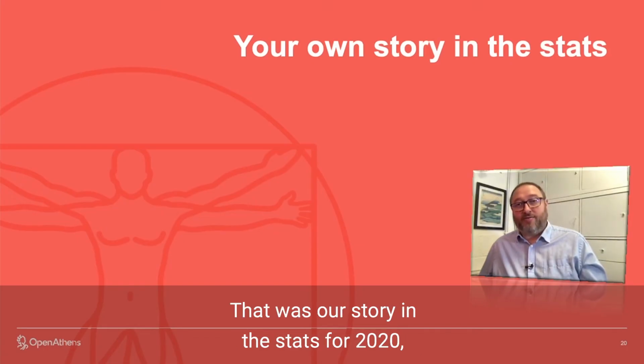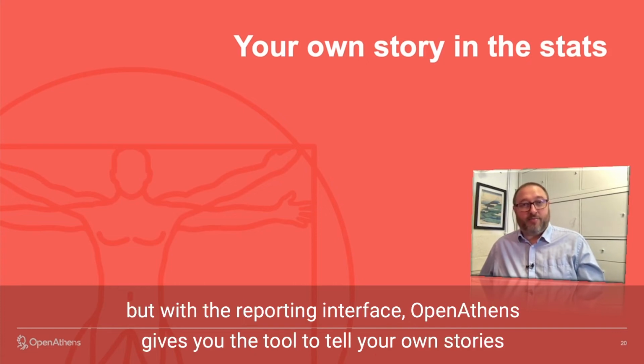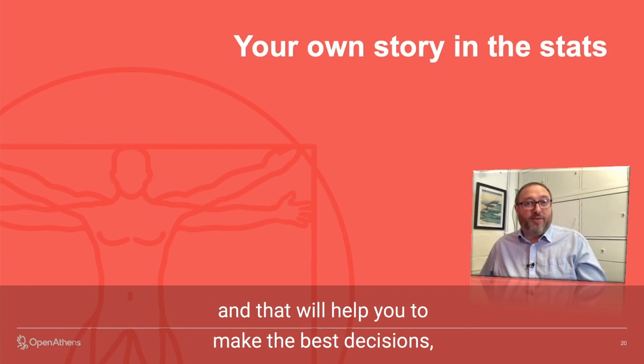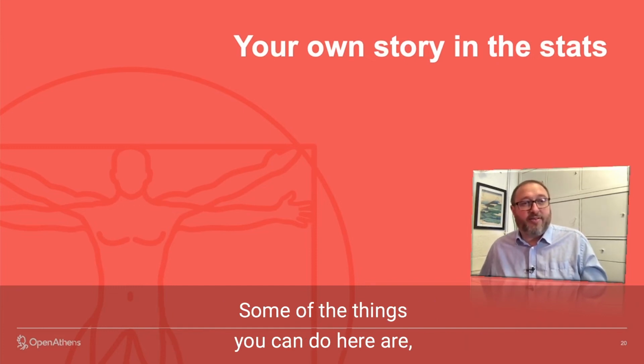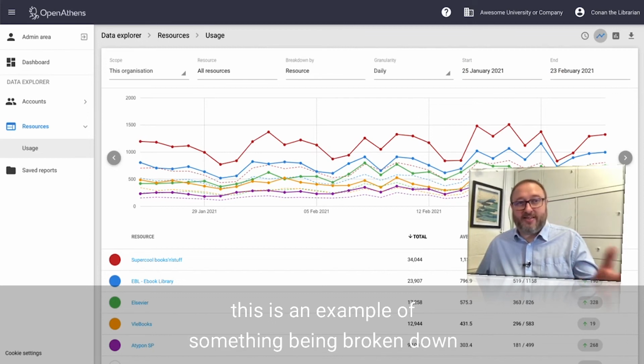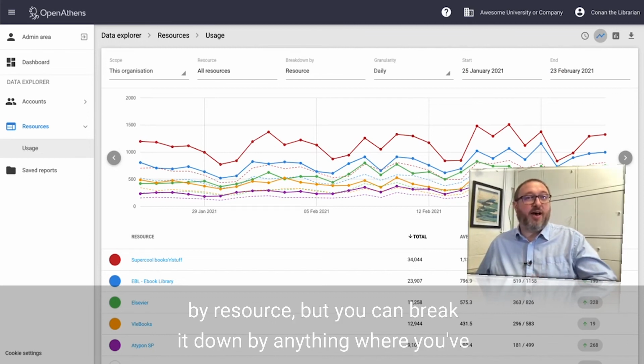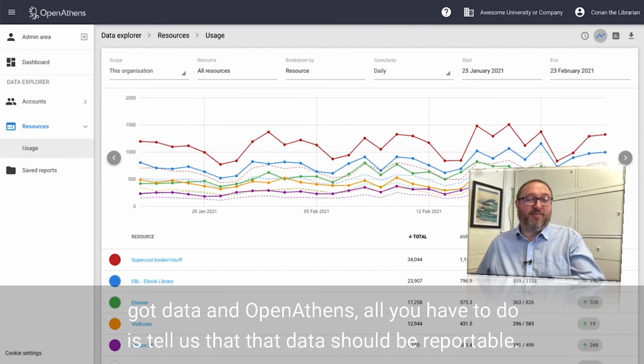Okay, now that was our story in the stats for 2020, but with the reporting interface, OpenAthens gives you the tool to tell your own stories. And that will help you to make the best decisions to provide the best service and the best experience for your users and patrons. This is an example of something being broken down by resource, but you can break it down by anything where you've got data in OpenAthens. All you have to do is tell us that that data should be reportable.